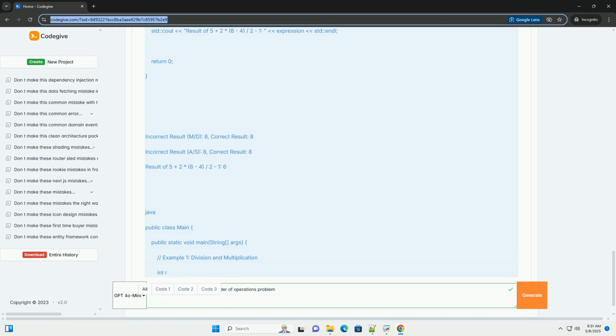Key points from the table. Parentheses are king. Operators within parentheses are always evaluated first. Exponentiation is right associative. 2 ** 3 ** 2 is evaluated as 2 ** (3 ** 2), which is 2 to the 9th equals 512, not (2 ** 3) ** 2, which is 8 squared equals 64. This is because it's right associative.